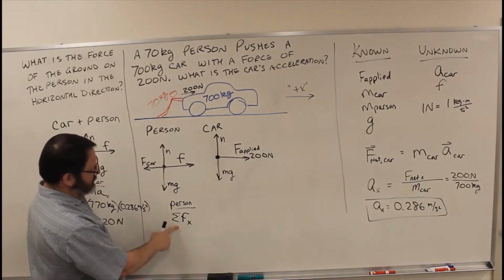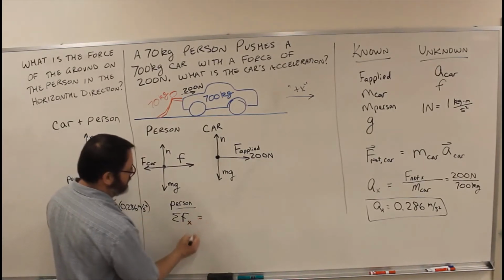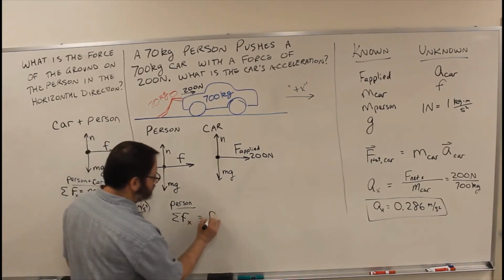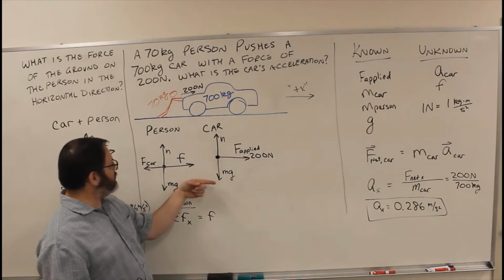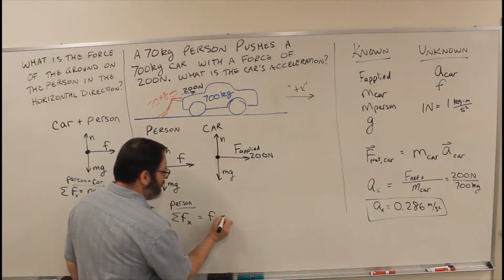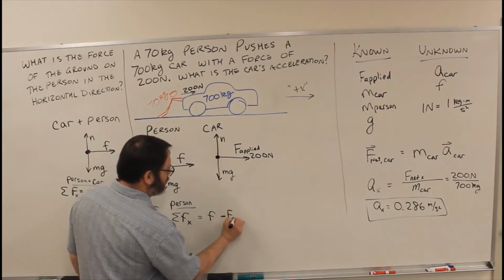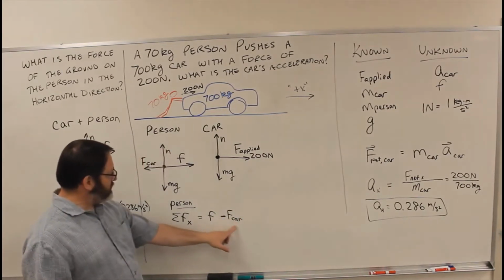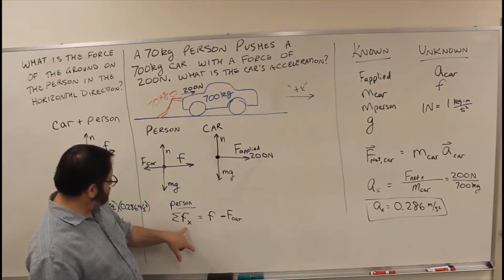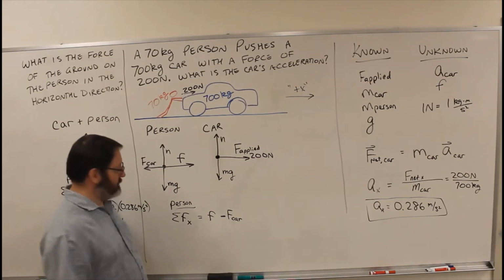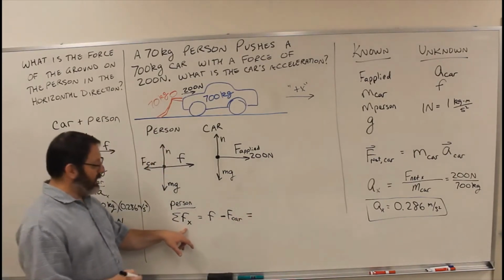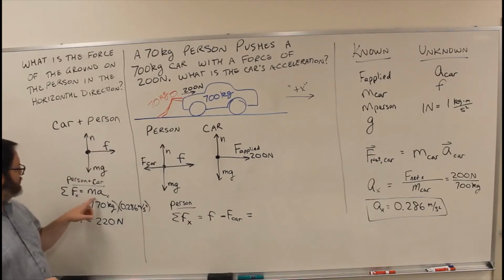Just on the person. So the sum of forces on the person are, well, let's see, there's F here. Frictional force from the ground, that direction, minus, now this is in this direction, so there's going to be a minus some force from the car. So minus a force from the car, and well, that's it. So those are the sum of the forces. That's also equal to MA, right? Sum of forces equals MA.